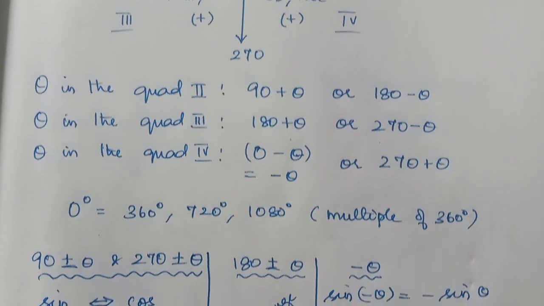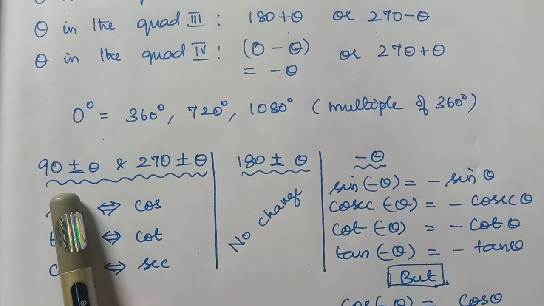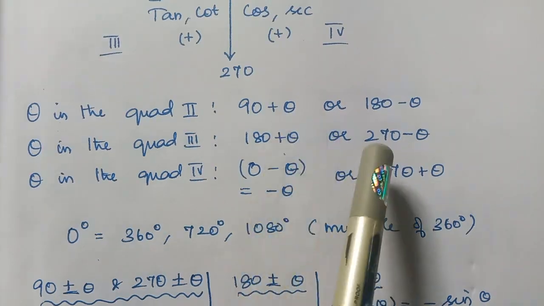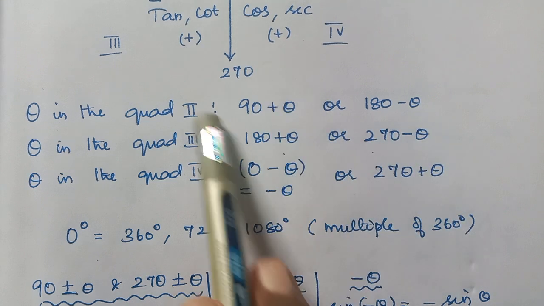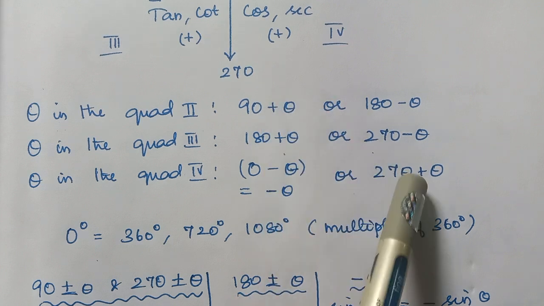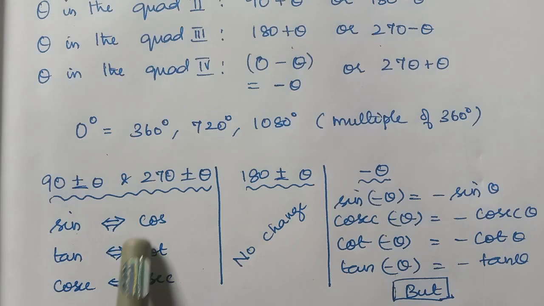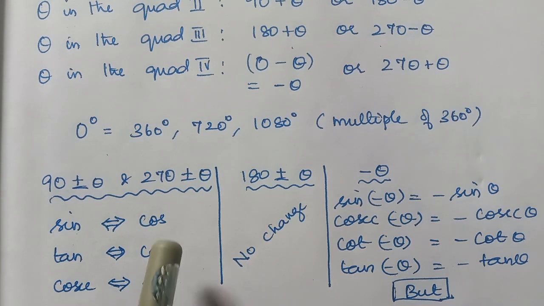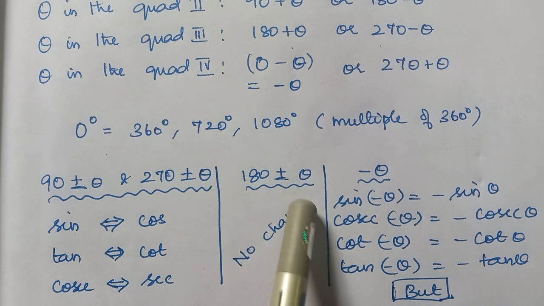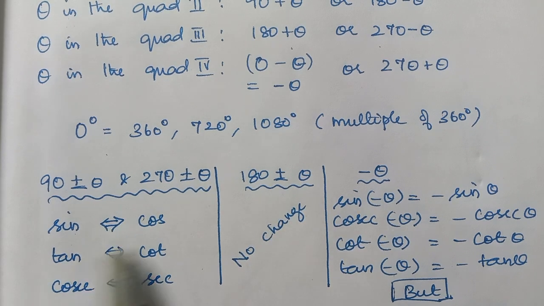Now coming to how to write the theta value. If you have 0 plus or minus theta, 90 plus or minus theta, or 270 plus or minus theta, sine will change to cos and cos will change to sine, tan to cot and cot to tan, cosecant to secant and secant to cosecant. Suppose it is 180 plus or minus theta, there won't be any change. Sine is sine, cos is cos, tan is tan. Here only there will be changes.